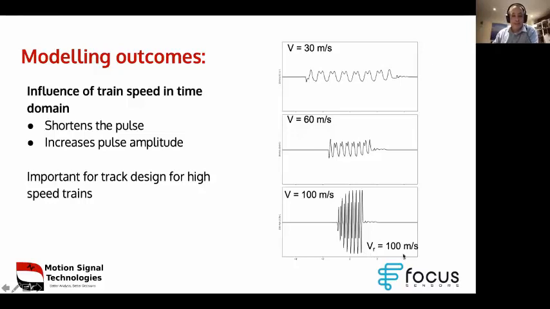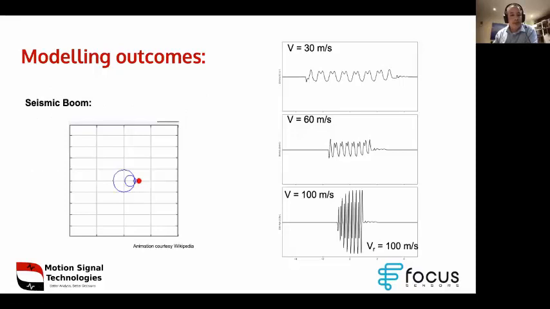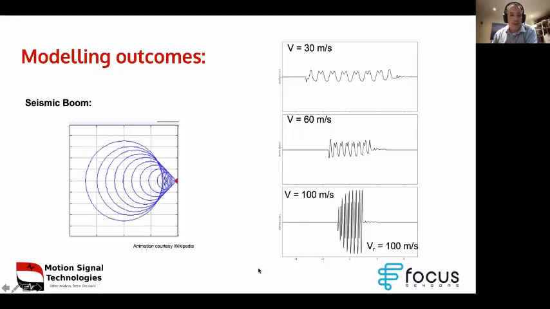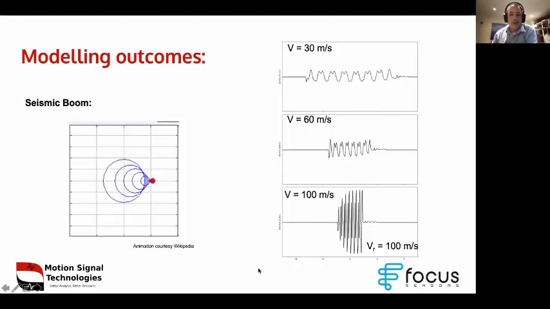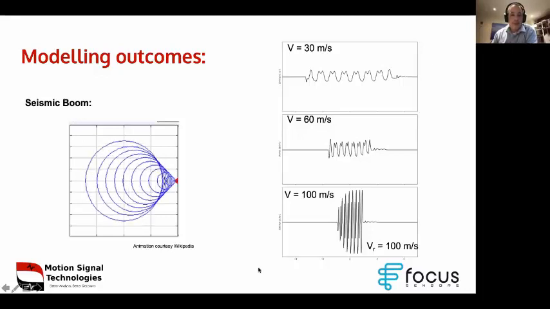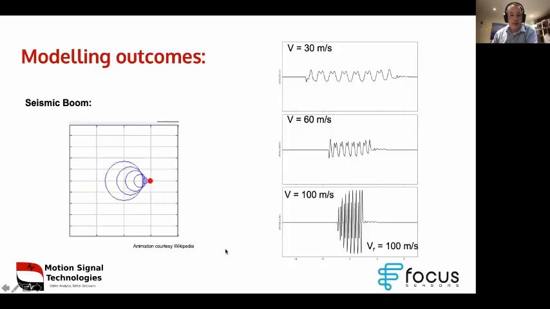And so what's going on in this case is what's called, it's not a sonic boom, it's a seismic boom. The train is starting to travel faster than the waves that it is generating. And so you end up with this Mach cone type effect.